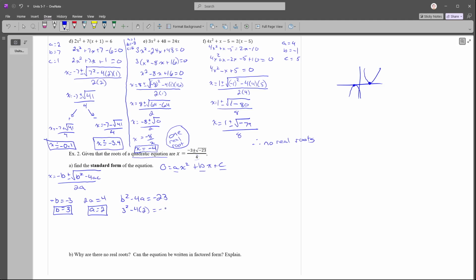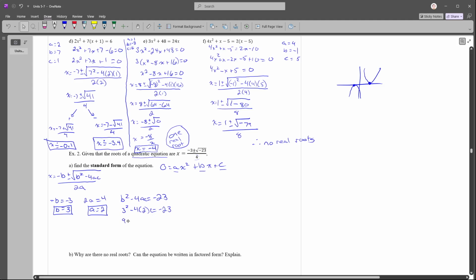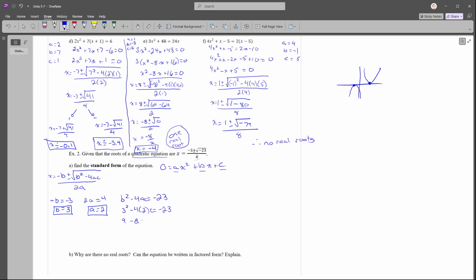Oops, I forgot the c. There we go. So if we do the math, 3 squared is 9, minus 4 times 2, which is 8, so minus 8c is equal to negative 23.